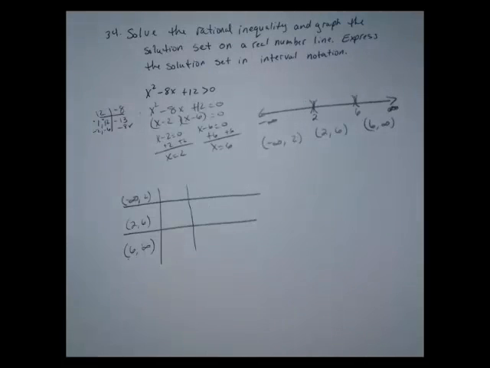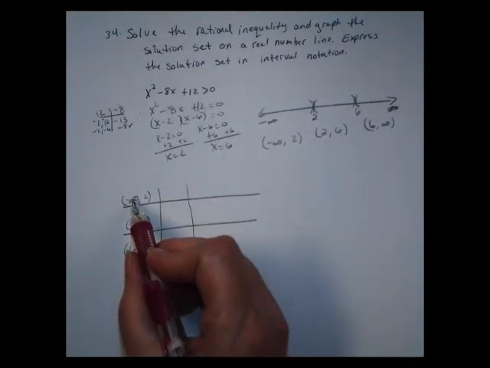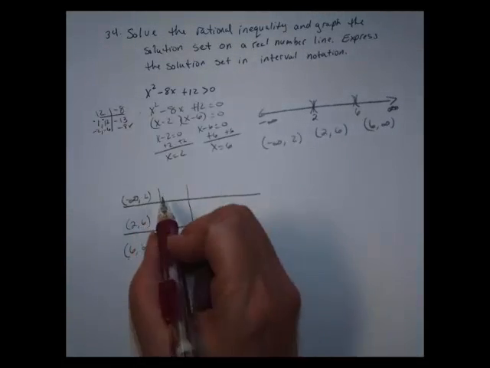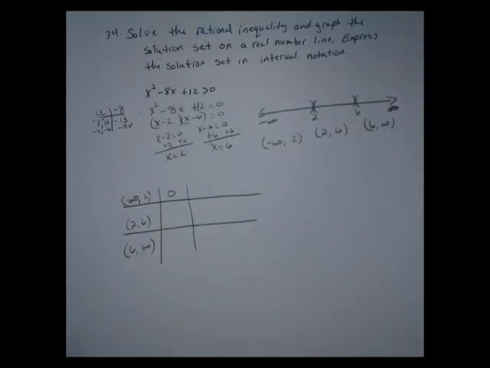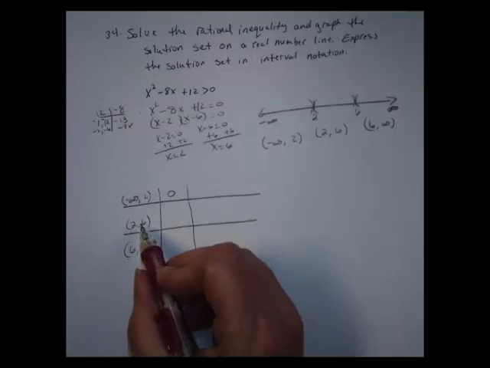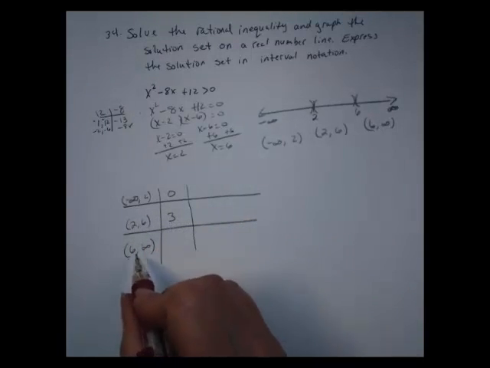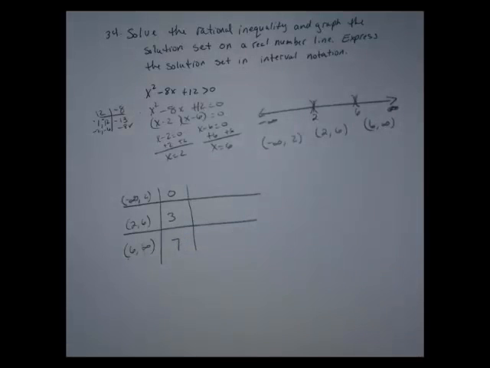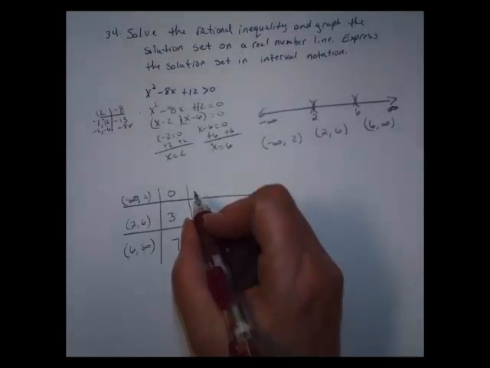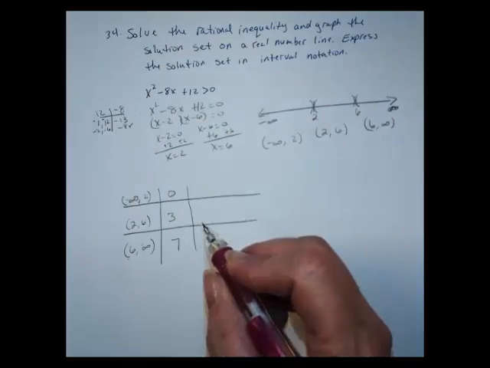I like to pick numbers that are easy. Between negative infinity and 2, 0 works there. It'll fit nicely into our problem to make our solving easy. Between 2 and 6, I try to go with the smallest number, so that will be 3, and between 6 and infinity will be 7. Now you can choose any number you want in those ranges, but those are the ones I'm choosing. So now I'm going to plug these back into my original equation.